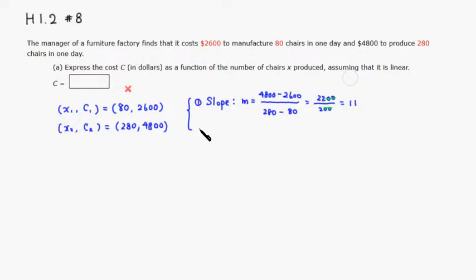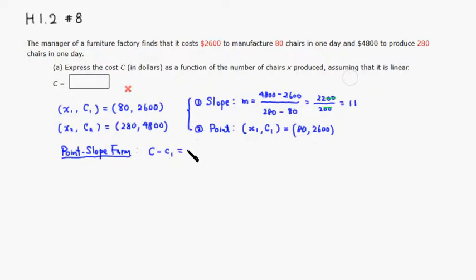Then we need a point, any point. I'll just use the first point, X1 and C1, which is 80, comma 2,600. Now you can use something called point-slope form for the equation of a line. It goes something like this. Usually it's Y, but we have to use C. So C minus C1, instead of Y minus Y1, is equal to slope M times quantity X minus X1.